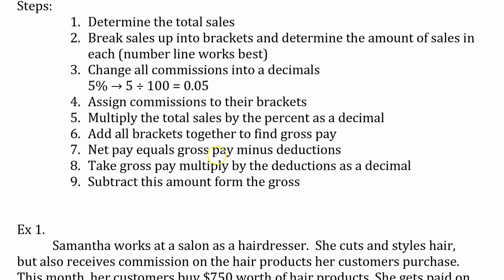The net pay equals the gross pay minus deductions. And you take the gross pay and multiply the deductions by the deductions as a decimal, and then subtract this from gross. So this can be kind of like a checklist. It sounds a little bit overwhelming right now, but we'll go through the process and you'll see how it just kind of makes sense.